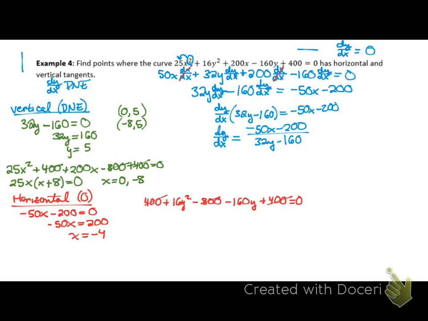Then you just factor like normal. It's still a factoring problem. It should be very nice to look at. Now, both of these terms have 16, and they both have y. So we take 16y out. We end up with y minus 10, which means that y equals 0 and 10. And the points are (negative 4, 0) and (negative 4, 10). So we have 4 points to answer this question. They are (0, 5), (negative 8, 5), and (negative 4, 0), and (negative 4, 10).